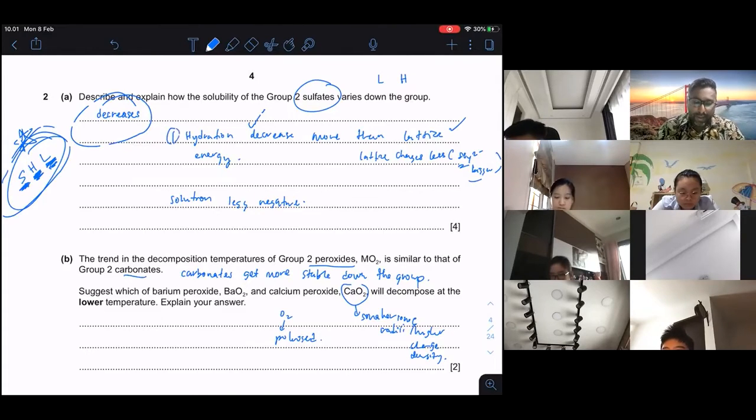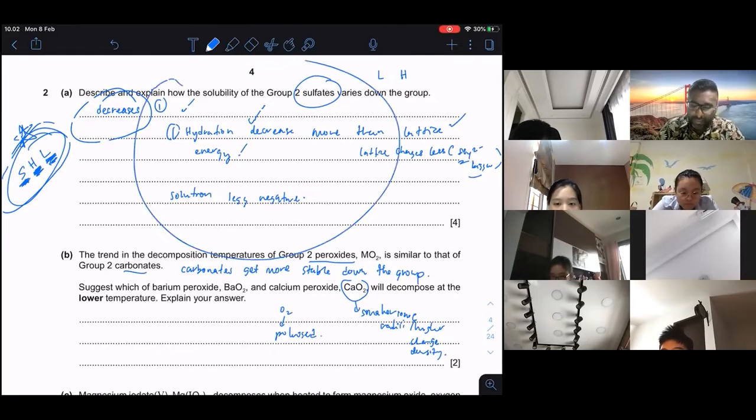You mentioned that it decreases, and you just mentioned your enthalpy of solution becomes less negative. When it becomes less negative, basically the solubility is going to become less soluble. So if the enthalpy of solution is positive, generally it's going to be less soluble. In order to be soluble, the enthalpy of solution must be negative. So please refer to the marking key, all this.